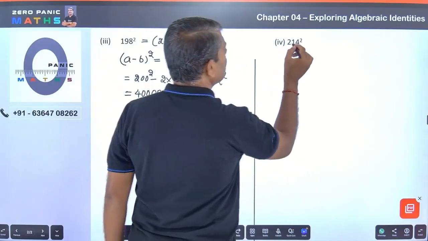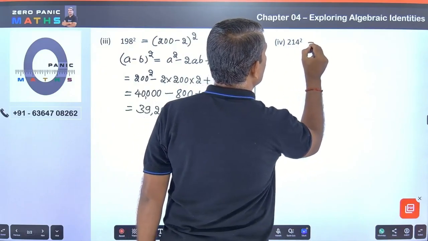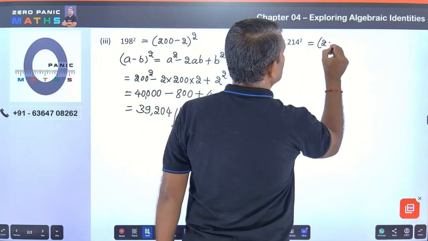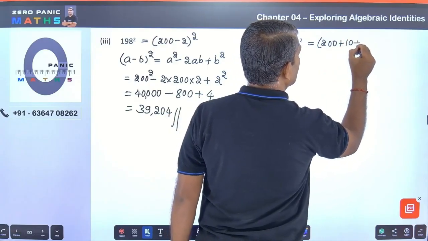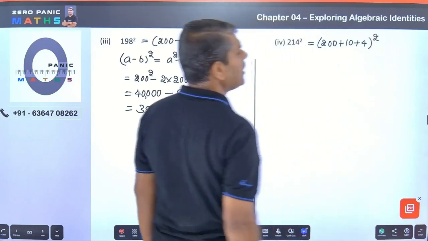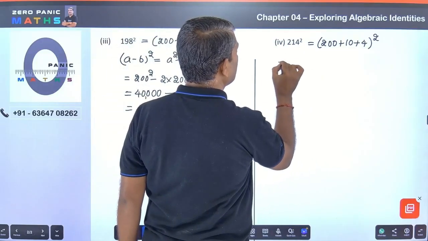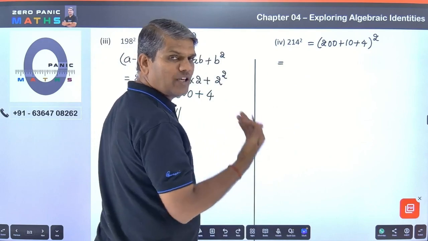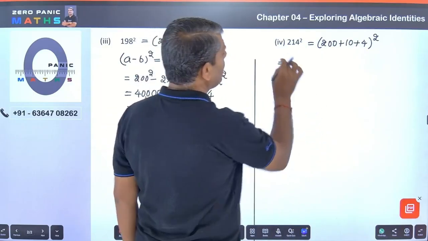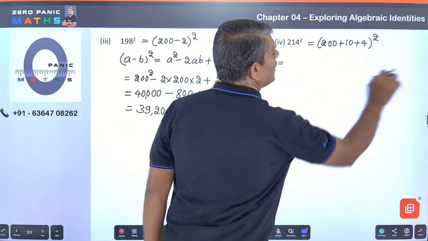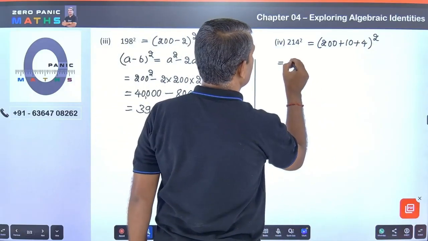Now let us quickly move to the next problem, which is 214. As you can see here, I can divide 214 into 200, which is a multiple of 100, another multiple of 10, 10, plus 4. So it is a plus b plus c whole square. If you want, you can write that formula here. I'm going to write it directly because I know that formula now, but for your reference, for examination purposes, you can write it and make a square or underline the formula or identity that we are using.